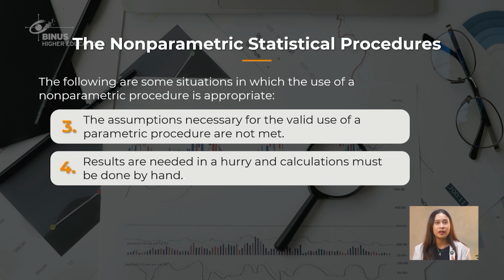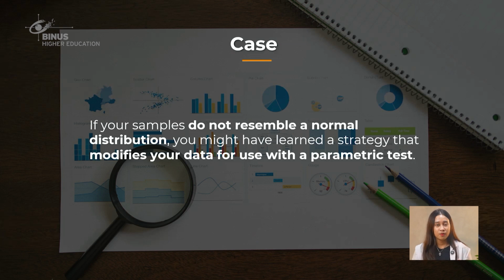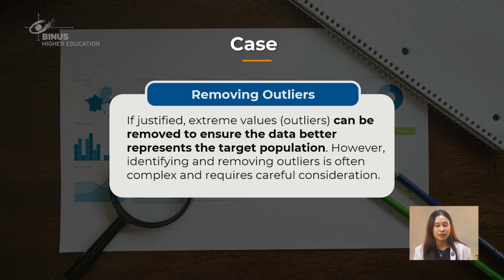Mostly the calculation is manual, but you can also use statistical tools for the calculation. For example, you have a case where your samples do not resemble a normal distribution. Here we can underline that the normal distribution assumption is not met. You might have learned strategies that modify your data for use with a parametric test. Here, removing outliers may be highlighted.